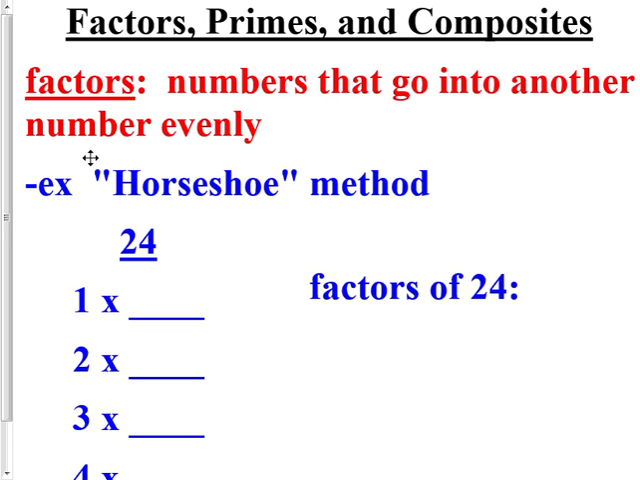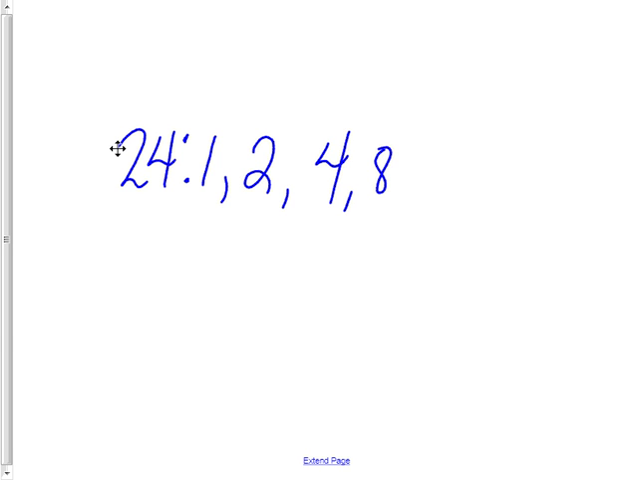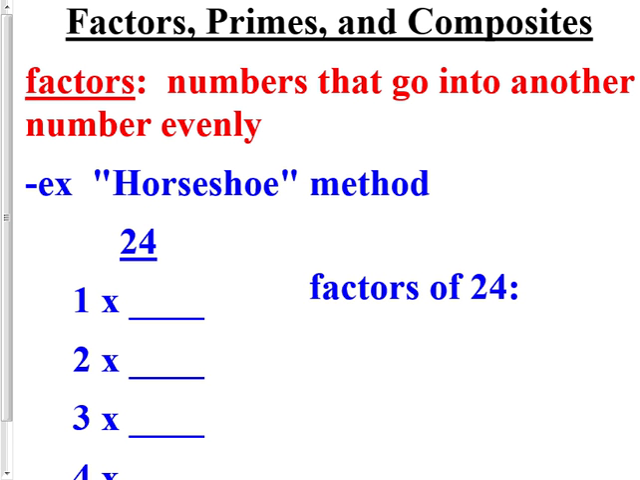But what a lot of people will do is they will try to do this. They'll try to say, oh, well, factors of 24 are, let's see, I know 1 and 2 and 4 and 8, and they'll just try listing it that way. But we really need to do a more organized way of doing this. So let's talk about how we can do that. One way to do that is to use something called the horseshoe method.